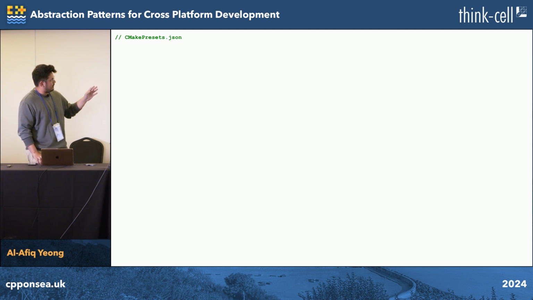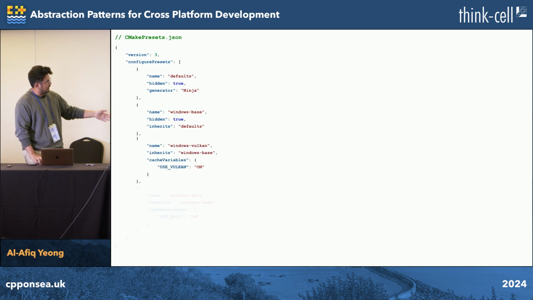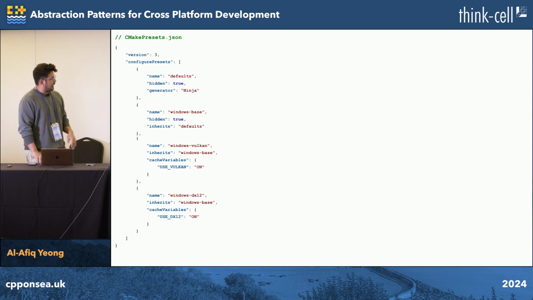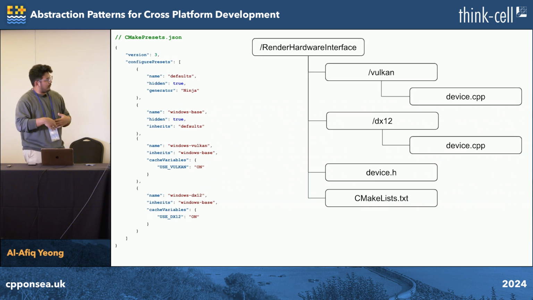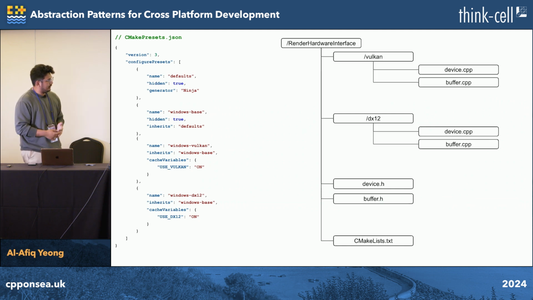Well, again, with the CMake presets.json, we have the basic configuration, and then for each platform that we're supporting, we're basically just doing the same thing as before. And then folder structure-wise, we create a subfolder for each platform that we're supporting, with all those source files in the subfolders, right? You can do this for every single thing that you're trying to abstract.